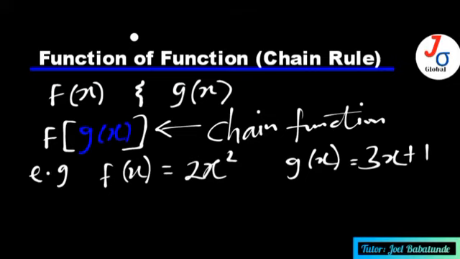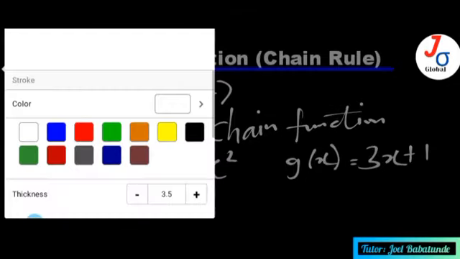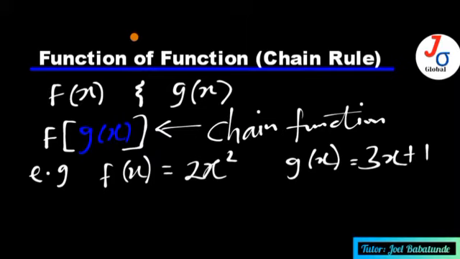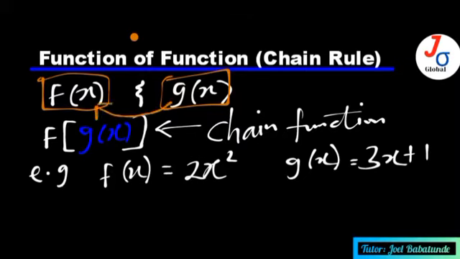So we want to look at the function of a function, and the function of a function is also called the chain rule, and that's because we are having two functions fused into themselves. So like you have f of x and you have g of x. Now if you see, the chain function is in such a way that g of x is actually fused into f of x, so that's why you have f of g of x.